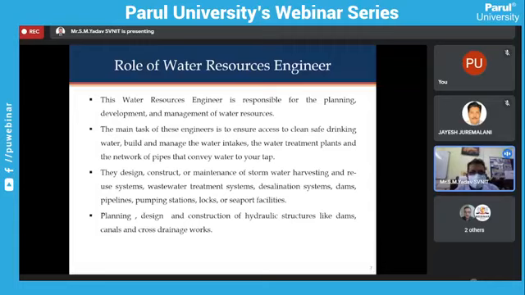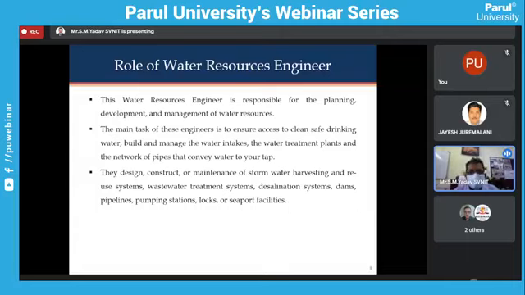They design, construct, and maintain stormwater harvesting and reuse systems, wastewater treatment systems, desalination systems, dams, pipelines, pumping stations, locks, or seaport facilities. Planning, design, and construction of hydraulic structures like dams, canals, and coastal drainage works also fall under the responsibility of a water resources engineer.